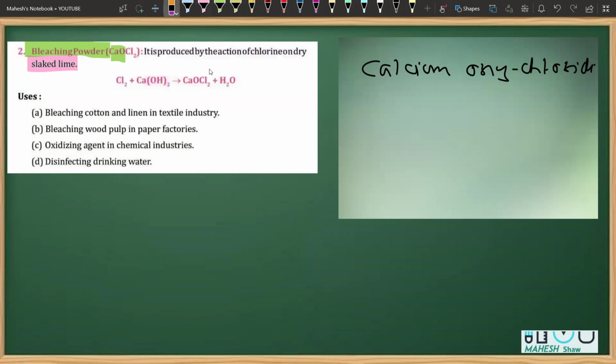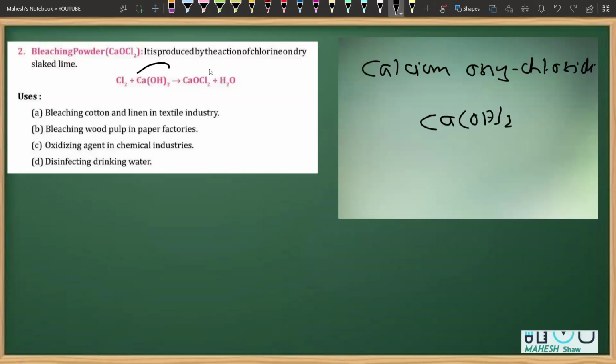You know what is dry slaked lime? Well, slaked lime is lime water only. This is calcium oxychloride, sorry, calcium hydroxide. This is slaked lime. And we also know it as lime water, but when it is aqueous in nature, right? When it is soluble form. But here we are using the dry slaked lime.